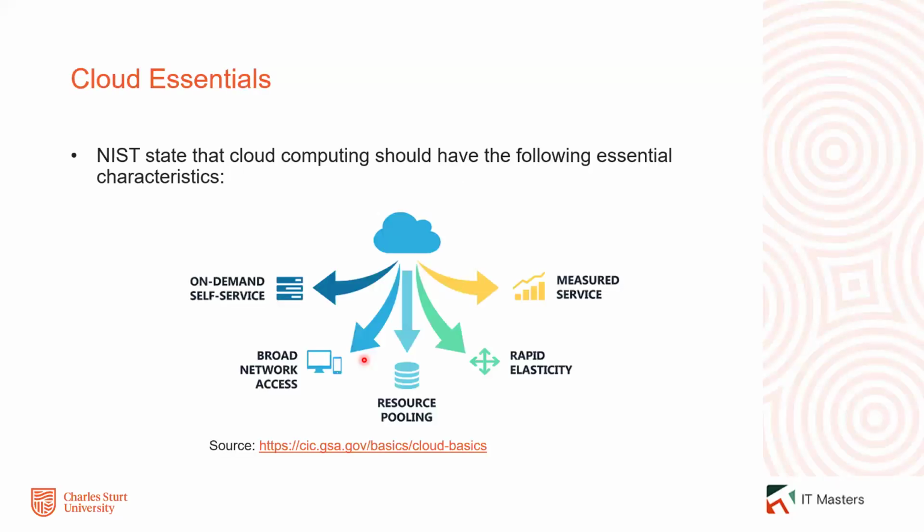NIST state that cloud computing should have the following characteristics, some of which we have already mentioned in the slide around our advantages. So we've got rapid elasticity, resource pooling, measured service, and on-demand self-service, which really allows us to simply say, right, we want to upgrade this system, and it will automatically happen for us rather than us having to buy new parts, take the server down, install the new parts, and bring it back up again. Broad network access is simply that accessibility from anywhere, from many devices.